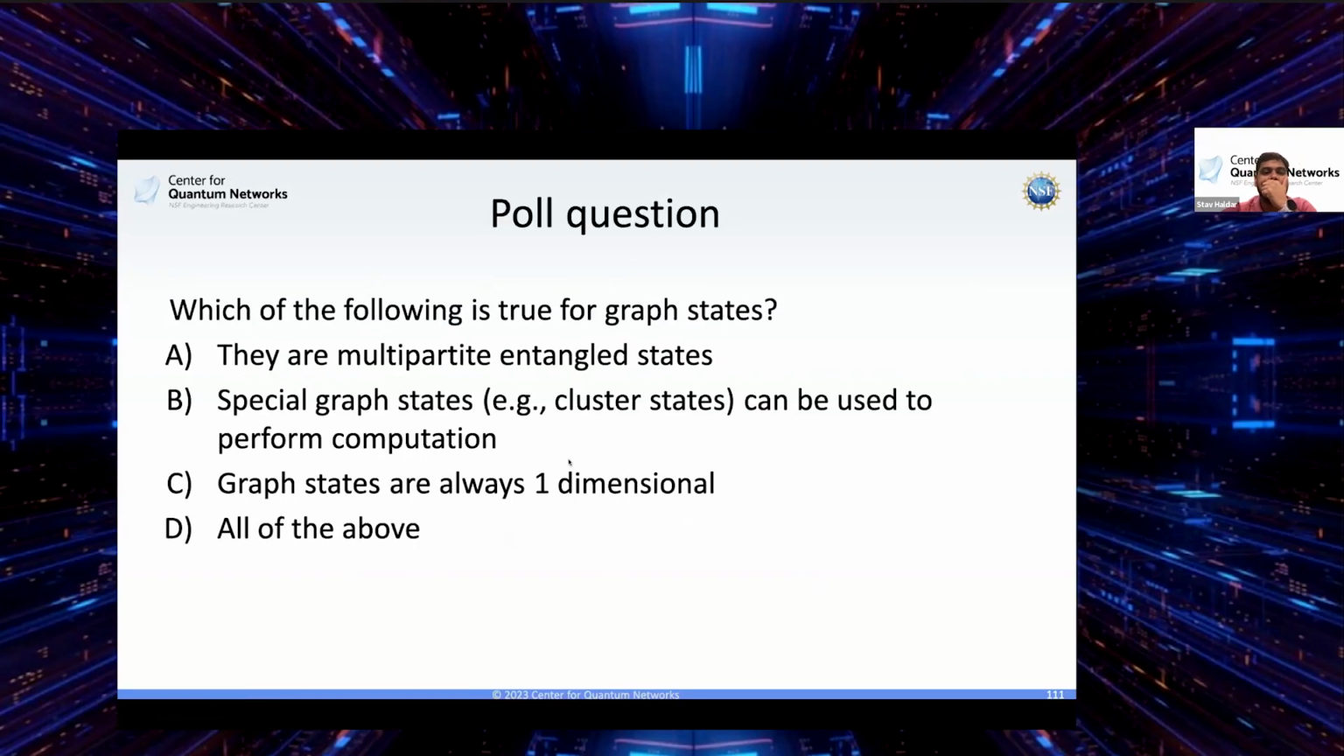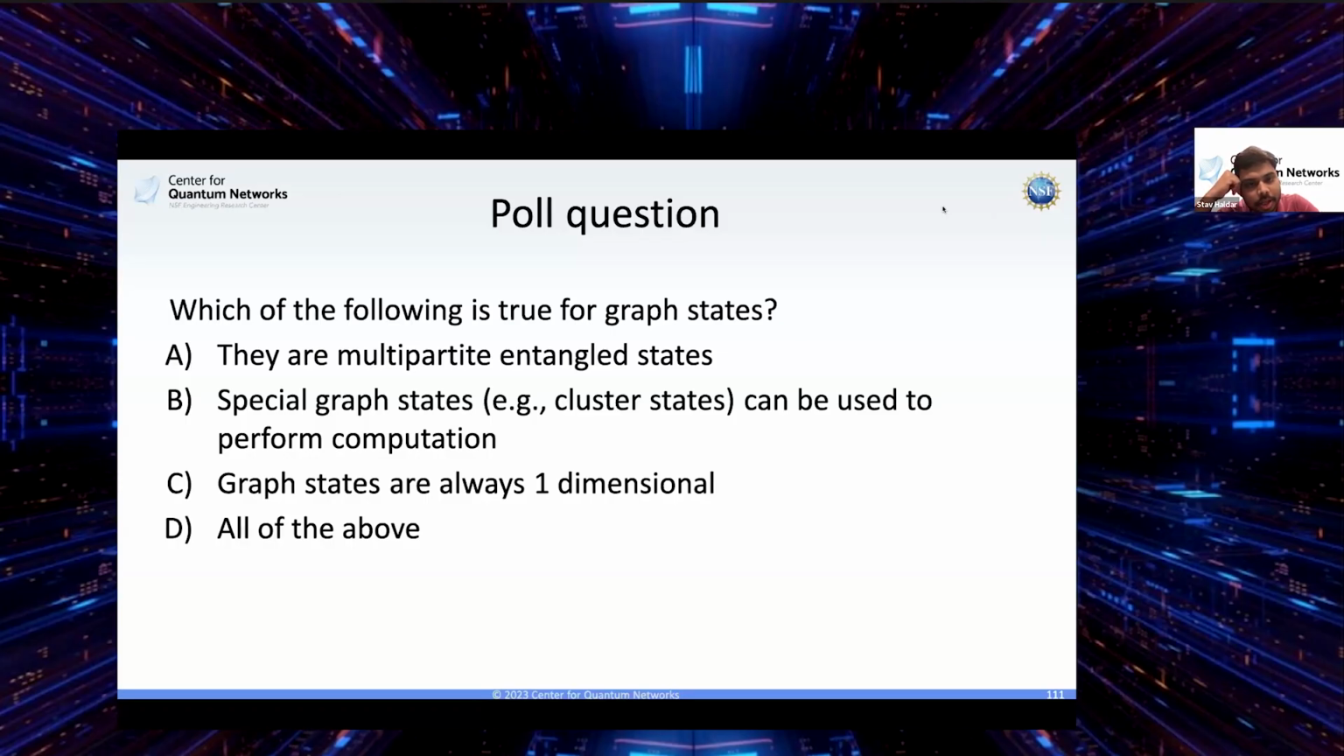All right. So a quick poll question from the background. Which of the following is true for graph states? They are multipartite entangled states, special graph states, for example cluster states, can be used to perform computation. Graph states are always one-dimensional, or all of the above. This is a multiple choice. All right. Let's maybe have the answers.